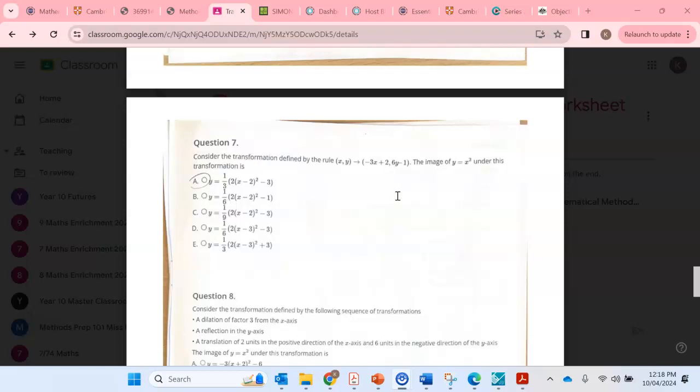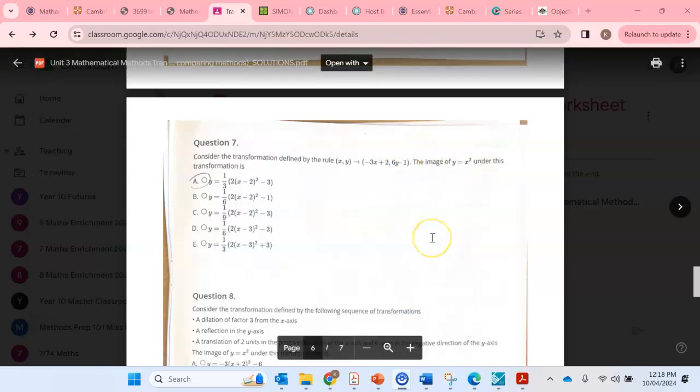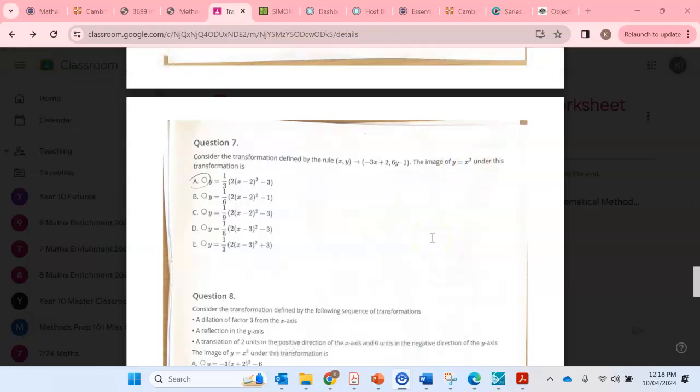Otherwise, you just do mapping. So you would just need to rearrange. So for your x, you rearrange that to make x the subject, and then do the same for y. And then substitute it into your y equals x squared. So that's how you could do it by hand.